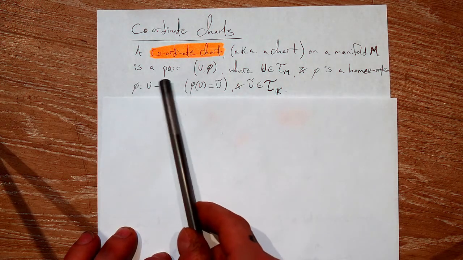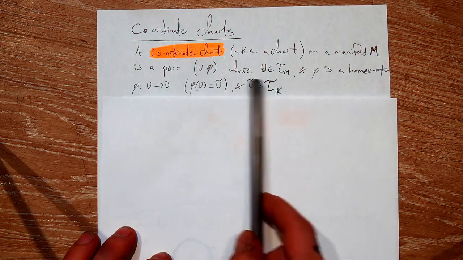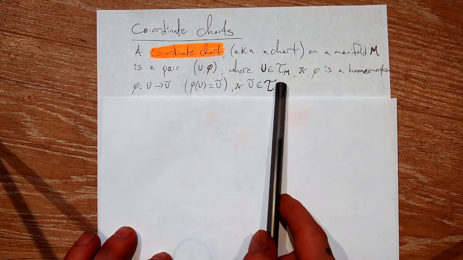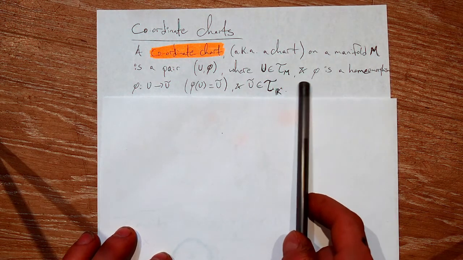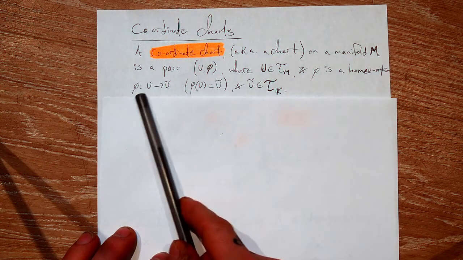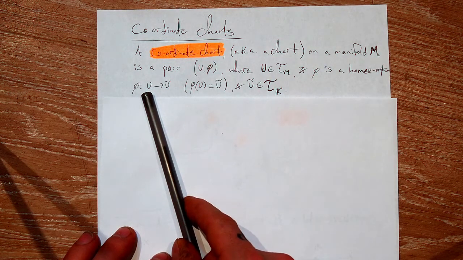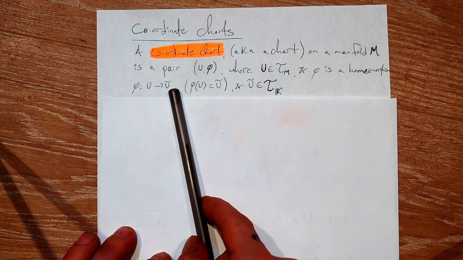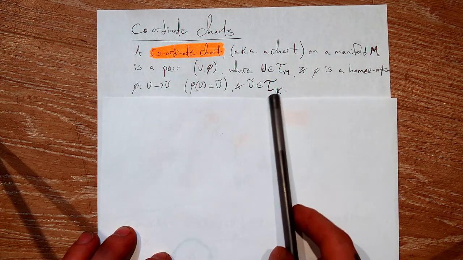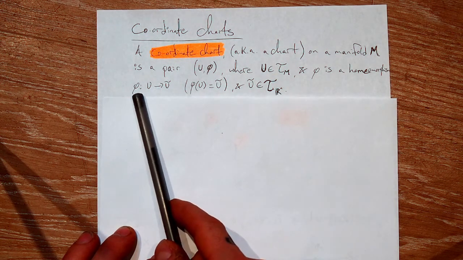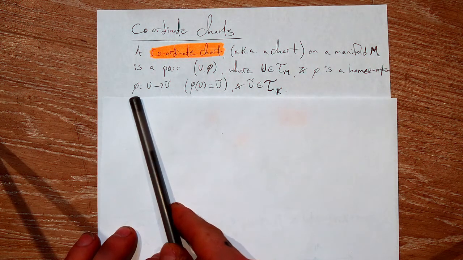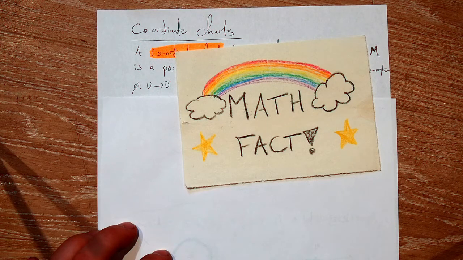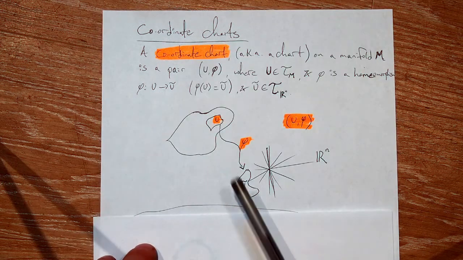That coordinate chart is a pair (U, phi), where U is an open set on our manifold, right? It's in the topology of our manifold, and phi is a homeomorphism. So phi takes an open set from our manifold and maps it to an open set in Rn, right? This lives in the topology of Rn, and we know that phi is bijective and bicontinuous. I'm not going to define those things here. Those are math facts. So I've drawn a nice picture.